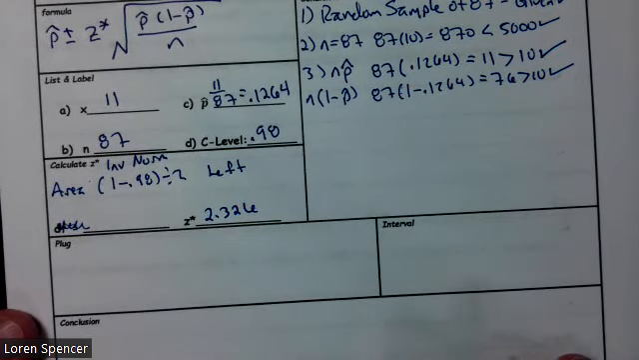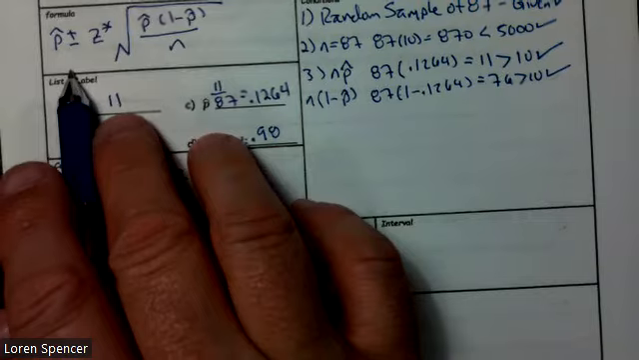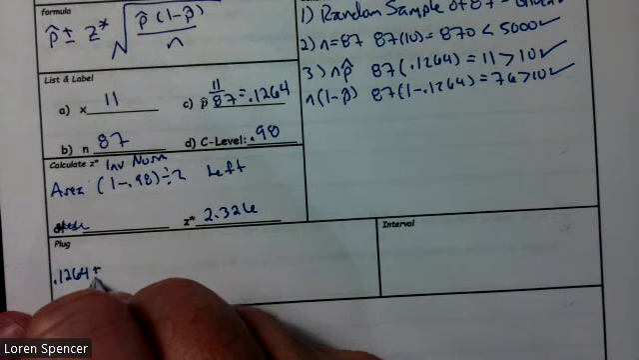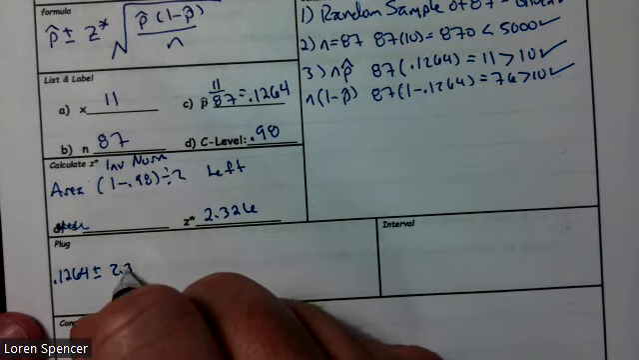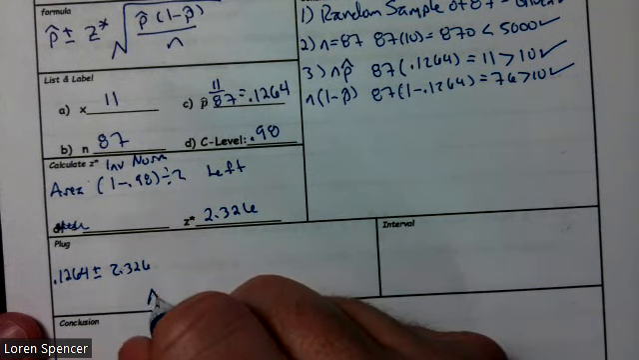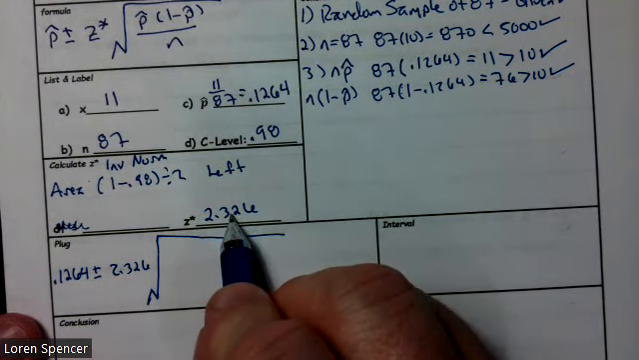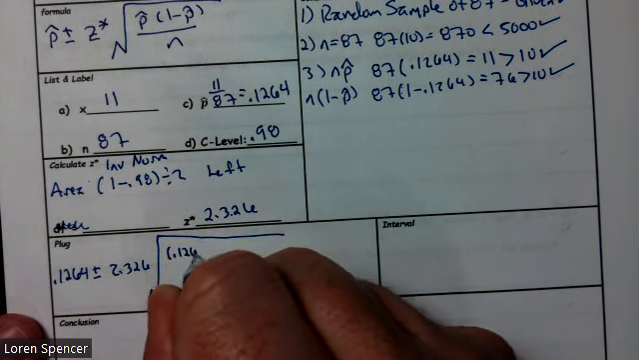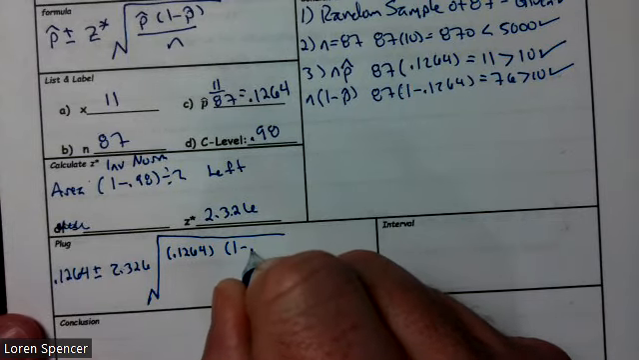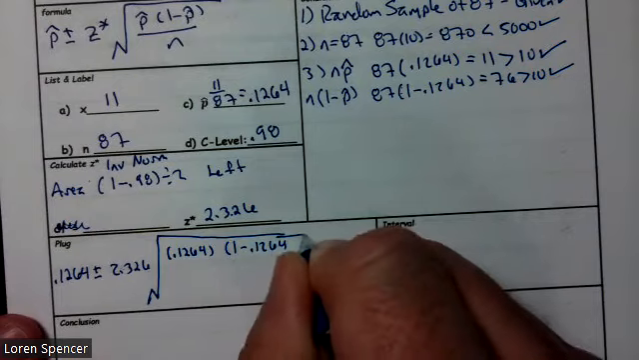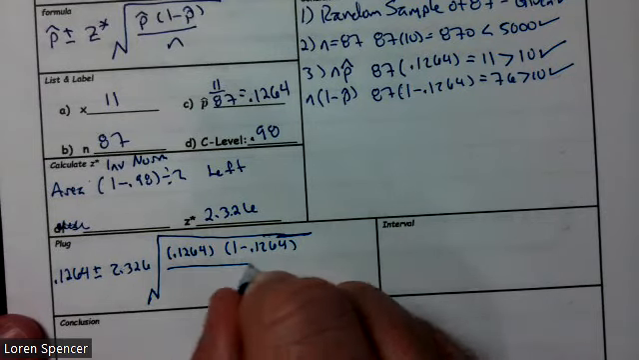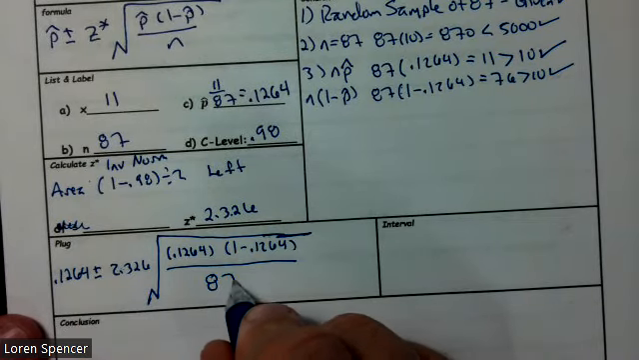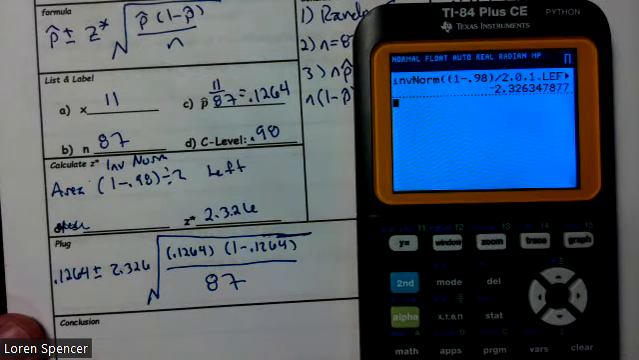So now we're ready to plug into our formula. Well, p hat is 0.1264, so 0.1264 plus or minus 2.326. That's our z star. And now it's going to be the square root of 0.1264 times 1 minus 0.1264 over, what was our sample size? 87. So let's go ahead and run this thing.